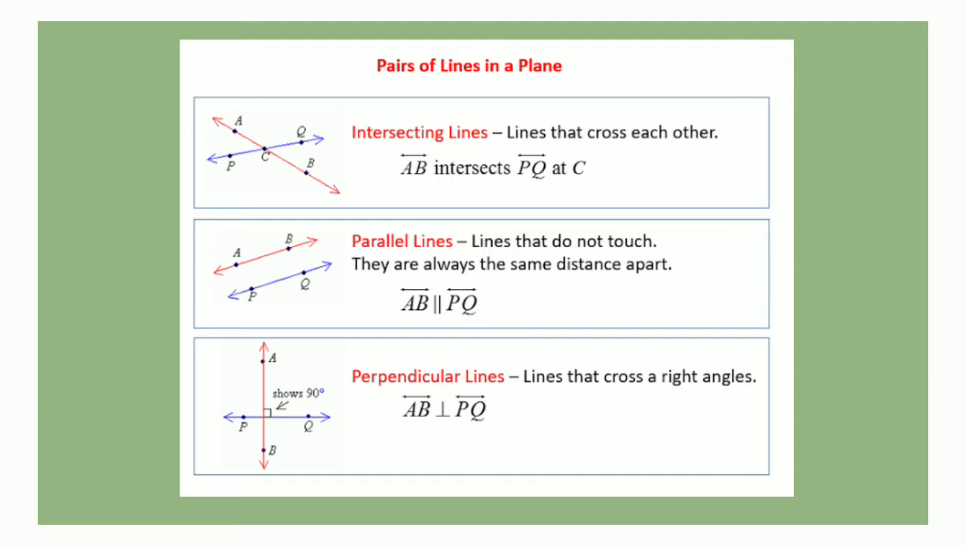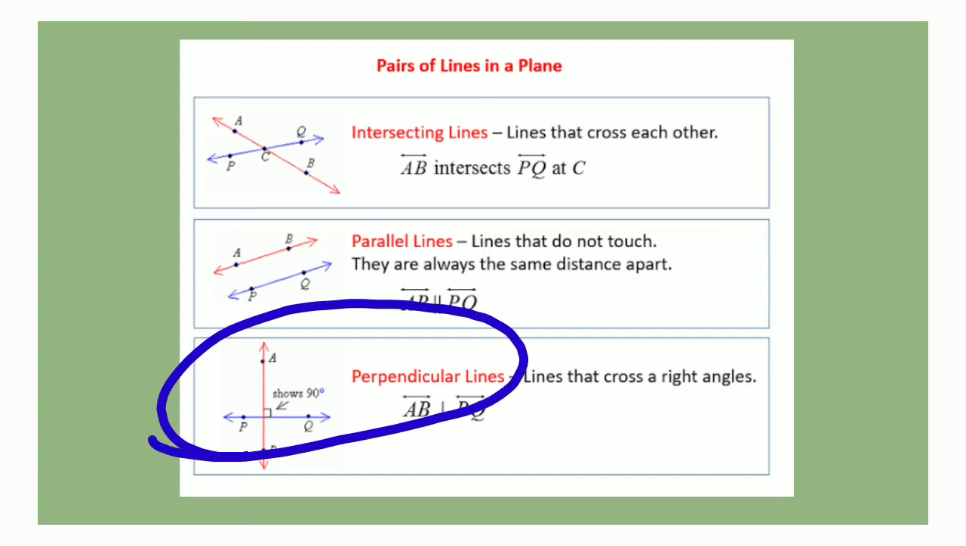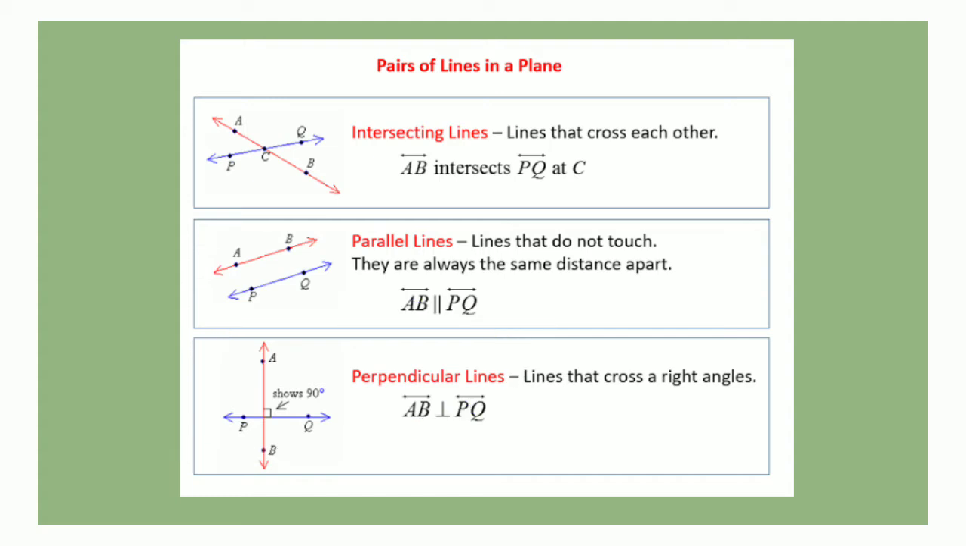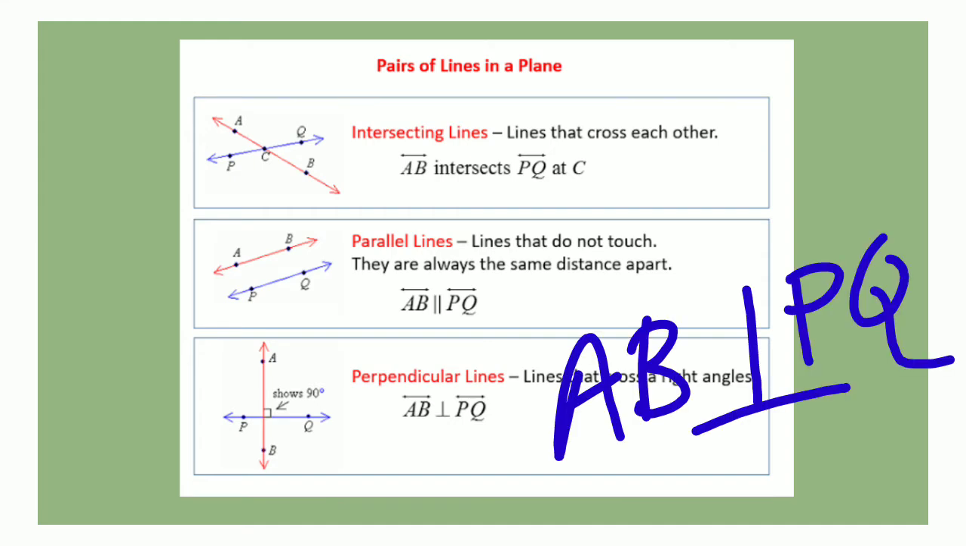The next one is perpendicular lines. Lines that cross at right angles. That means we have two lines, AB and PQ, and these two lines intersect at a point at 90 degrees. Okay, so making an angle of 90 degrees, and symbolically we can write AB perpendicular to PQ.